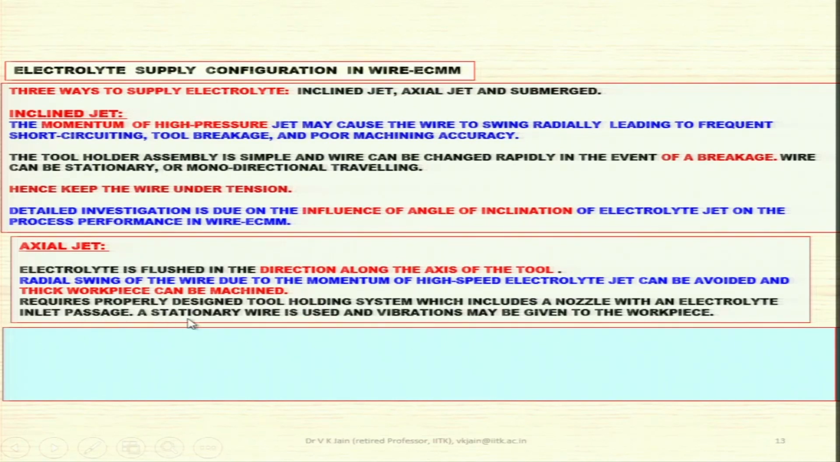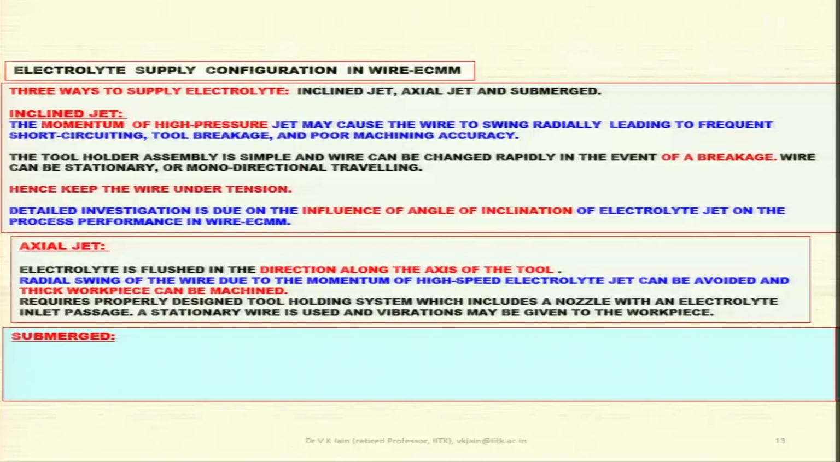A stationary wire is used and vibrations may be given to the workpiece. Please note carefully that it is not necessary that you use a traveling wire in wire electrochemical micromachining or wire electrochemical machining, because as we have seen earlier, and we will see later also, electrolyte is not consumed and there is no removal of material from the wire.